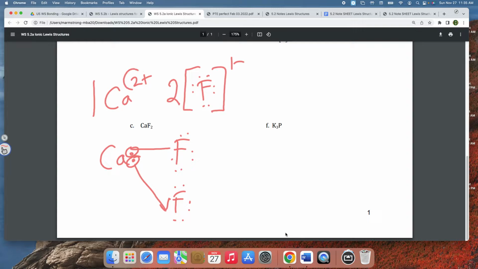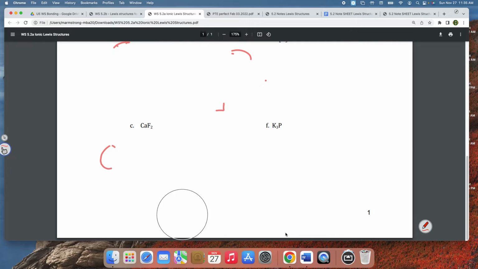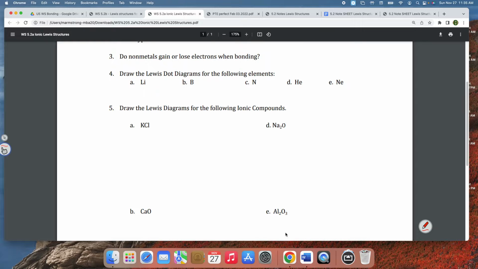So 1 times 2 plus is a 2 plus, and 2 times 1 minus is a 2 minus. This goes on in your head as your way to check if you're on target. A 2 plus cancels out a 2 minus, which is neutral. That's what we did when we were naming in the last unit. Let's move on to letter D.